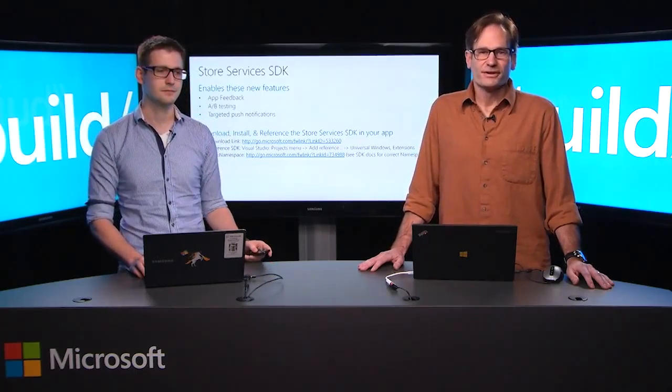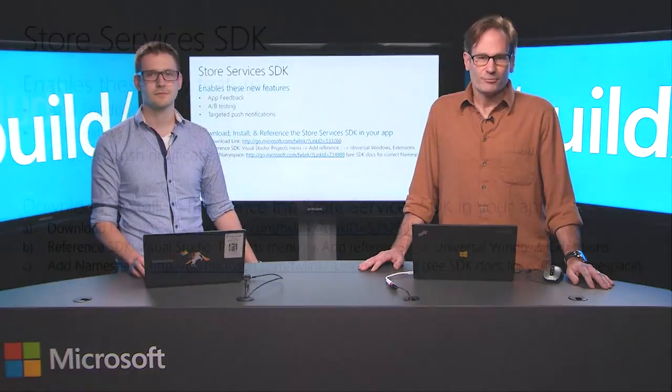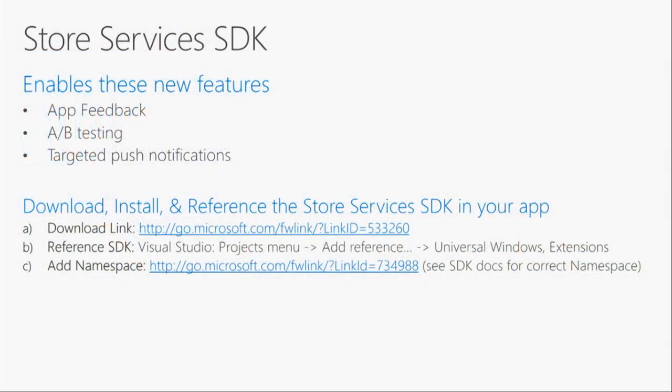So now that you know something about app feedback and how you can use it to connect with your customers, I'm going to take you through how we implement app feedback in our apps in 4 easy steps. So step 1 is to install the Store Services SDK and reference it in our app. Now, the Store Services SDK gives you the function you'll use to render a feedback link in your app, and it also enables a number of other new Dev Center features such as A/B testing and targeted push notifications. Now, I'll include information about those features at the end of the video.